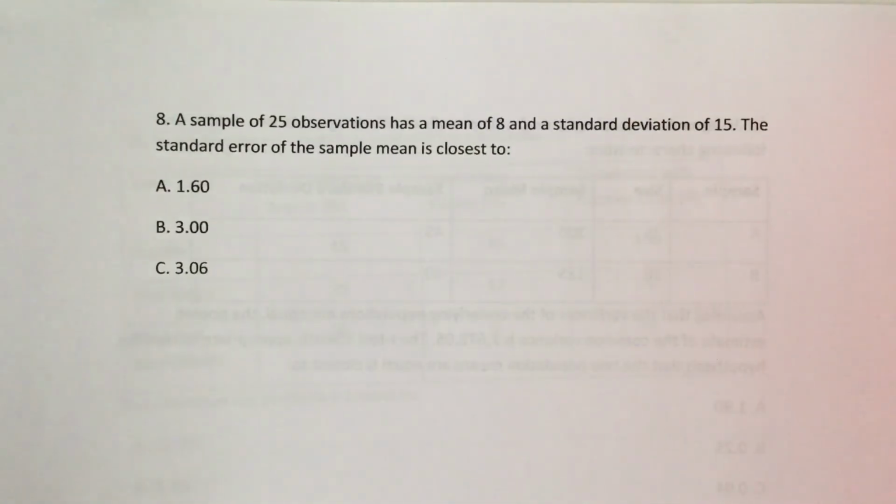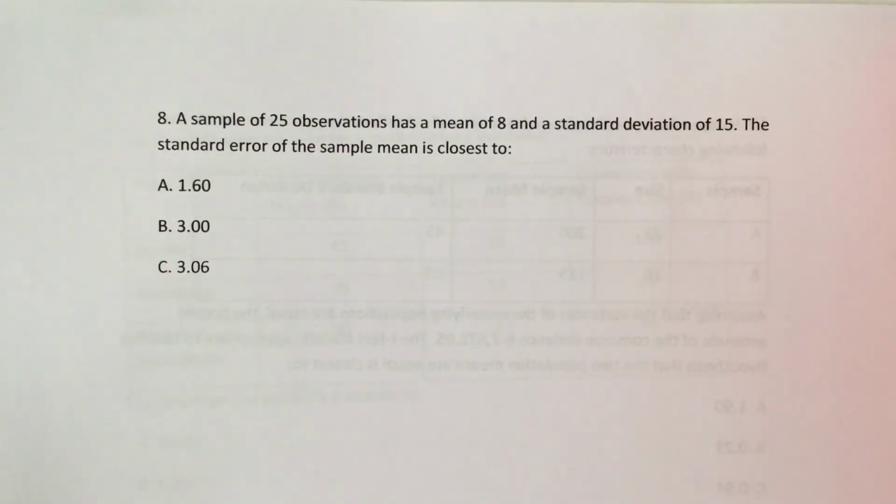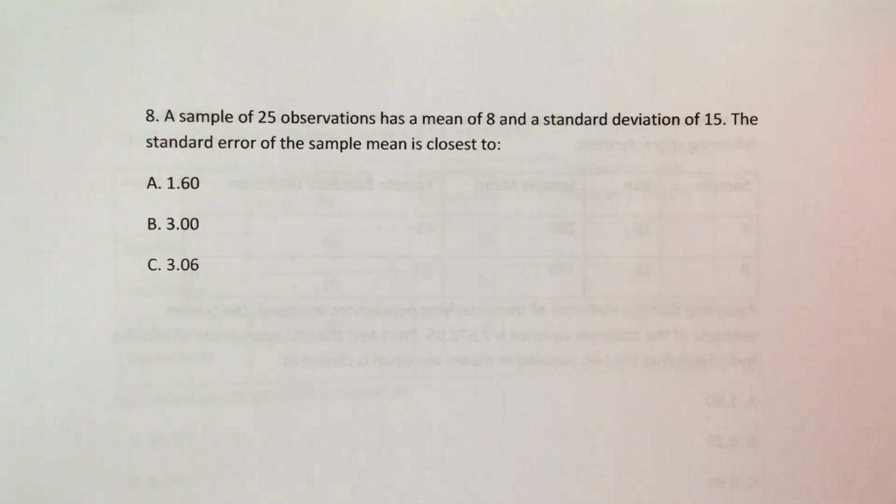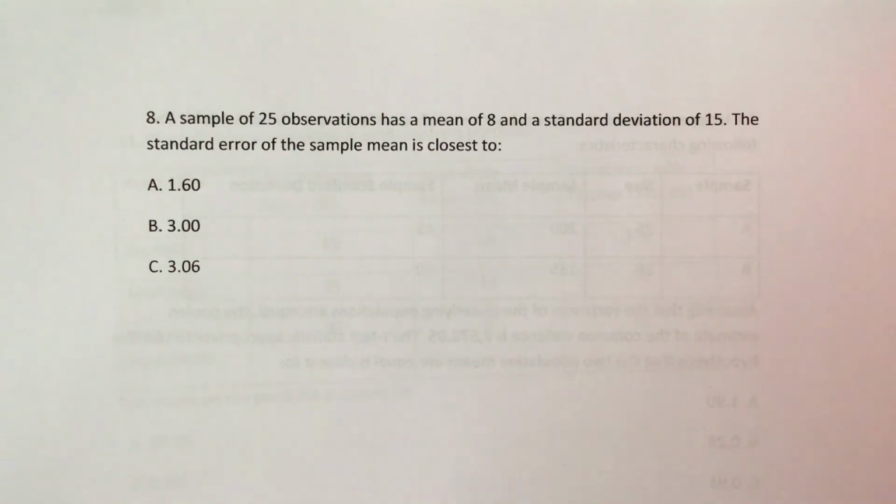Question 8. A sample of 25 observations has a mean of 8 and a standard deviation of 15. The standard error of the sample mean is closest to A. 1.6, B. 3, C. 3.06.